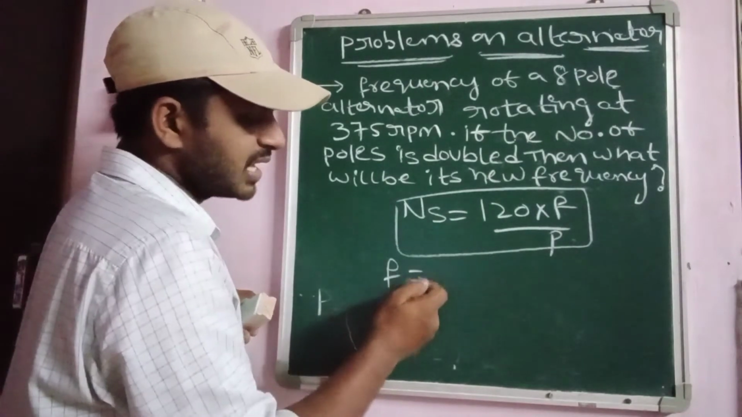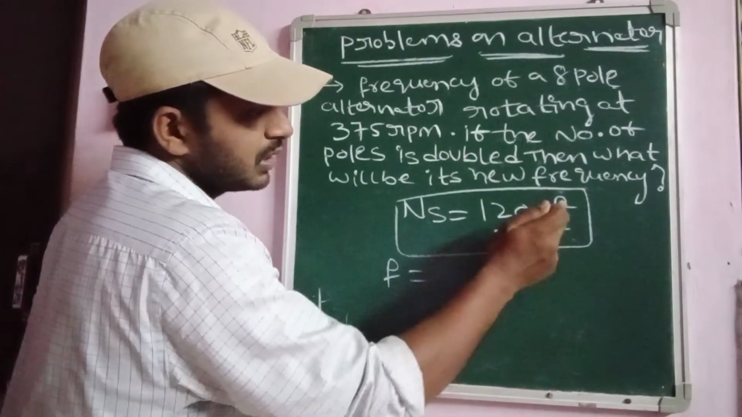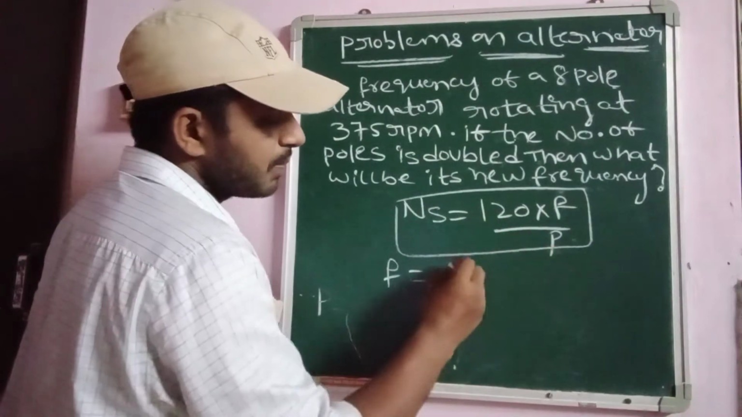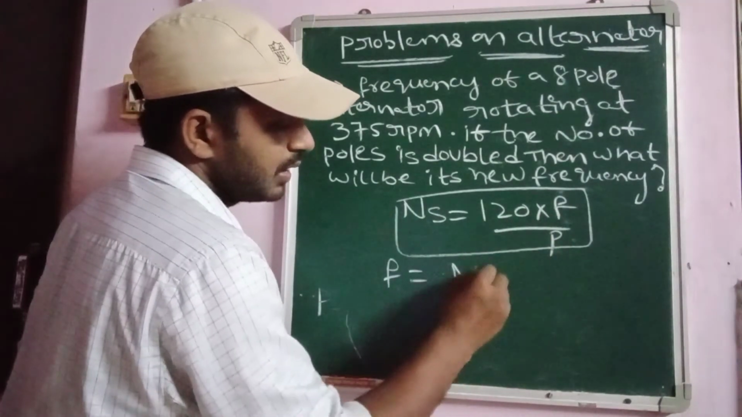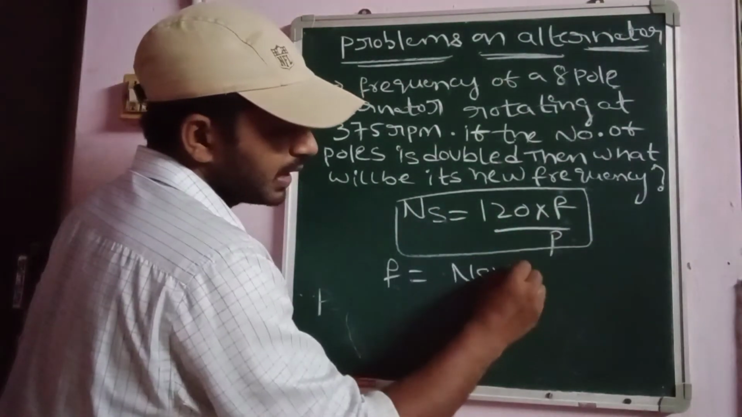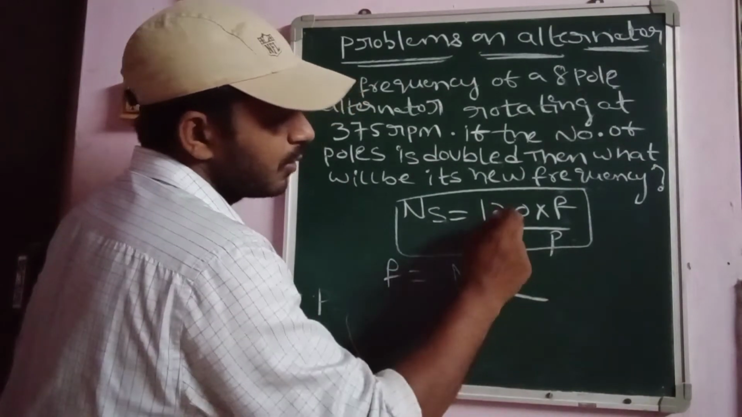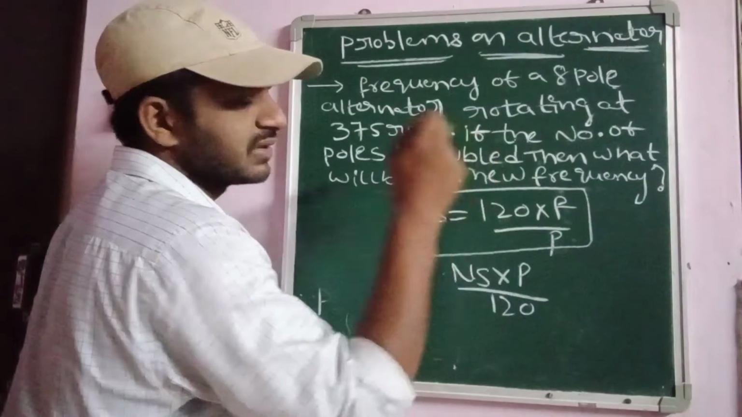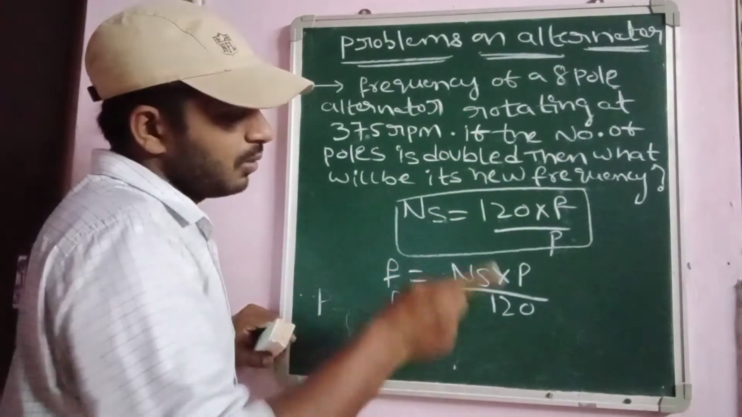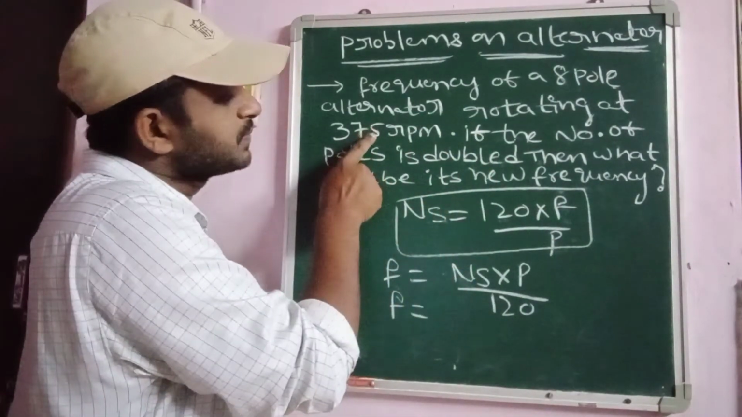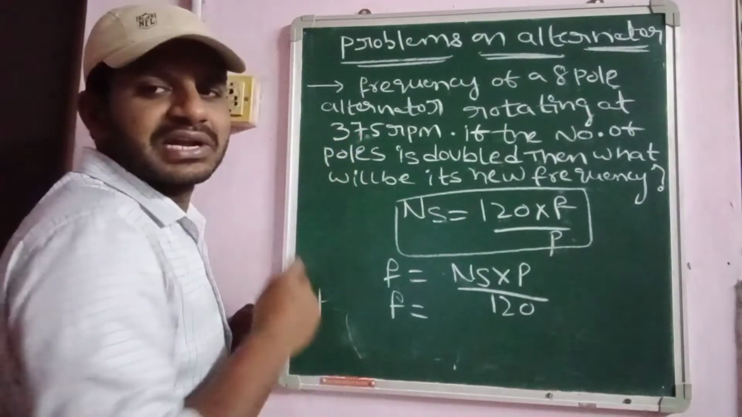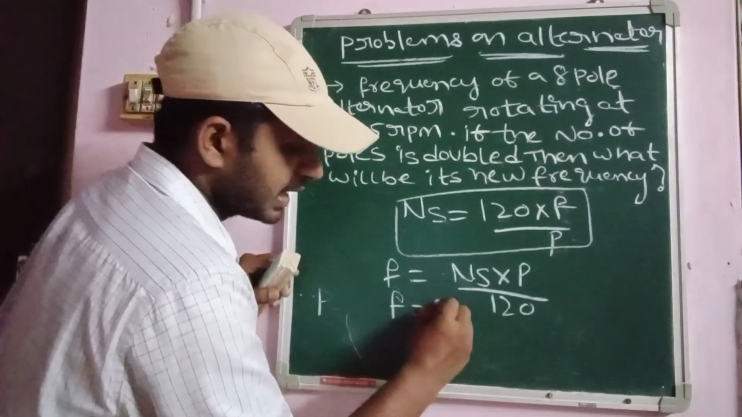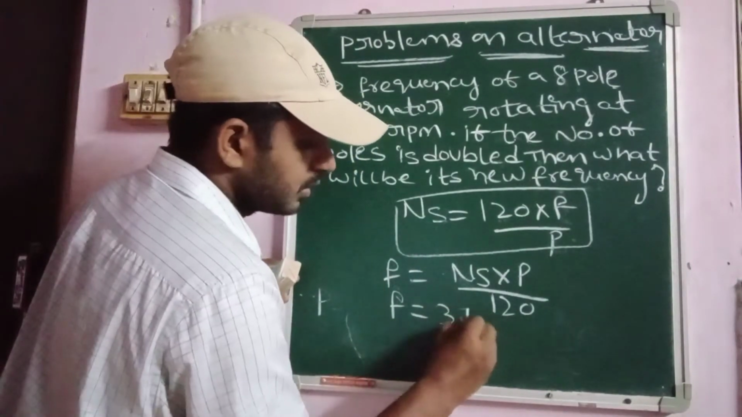So that's why we want the frequency. That is given as f is equal to ns into p by 120. Here ns is the synchronous speed, which is given as 375 rpm. You have to keep that here.